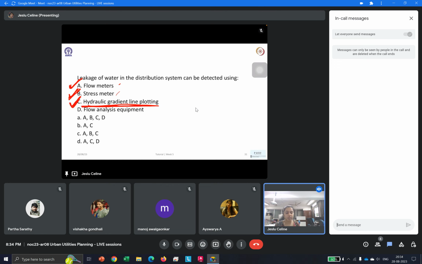And then the last one is flow analysis equipment. Yes, like flow meters, any flow analysis equipment can also be used to find leakage, because there would be a difference in velocity if there is a leakage. So the answer is option A, B, C, and D. All of these can be used to find leakage in a water distribution system. Fine. Let's move to the next.